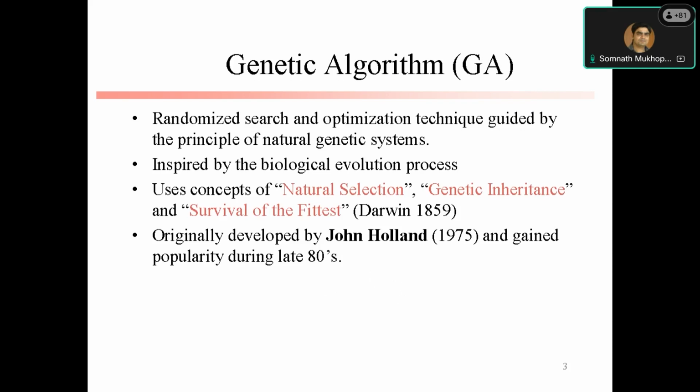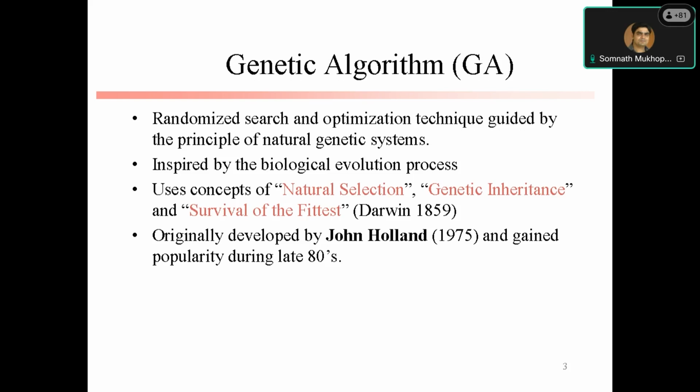which is a very powerful algorithm for search and optimization, that is genetic algorithm. It was originally developed by John Holland in 1975, but it was popularized during the late 80s by Goldberg. So this algorithm is very powerful. It has the strength to solve any optimization problem, and it can find the global optimal solution.